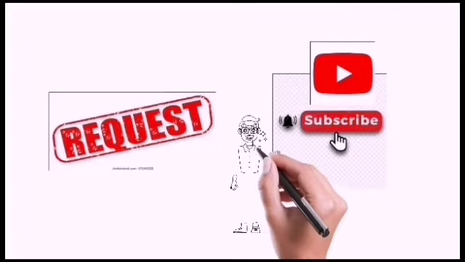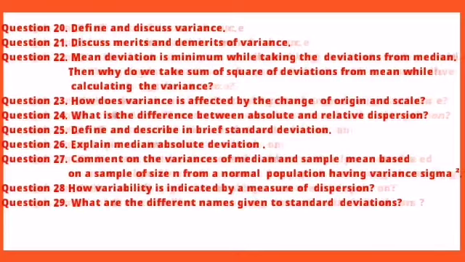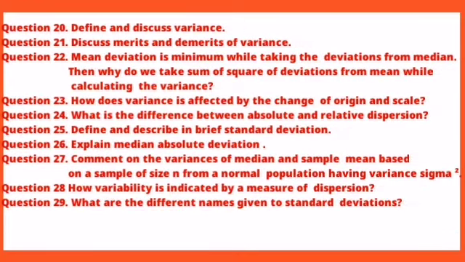Let's start today's video. In this video we will talk about Question 20. Define and discuss variance. Question 21. Discuss merits and demerits of variance. Question 22. Mean deviation is minimum while taking the deviations from median. Then why do we take sum of square of deviations from mean while calculating the variance? Question 23. How is variance affected by the change of origin and scale?